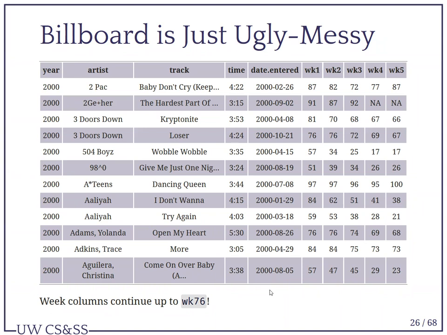Then we have track, the time of the song as minutes, seconds. Then the date that it entered the Billboard Hot 100. And each of the week columns tells us the rank of the song in that week. This goes on for 76 weeks because it includes anything that touched the year 2000. So something could have started in 99 and then ran on through till May 2000 or something.